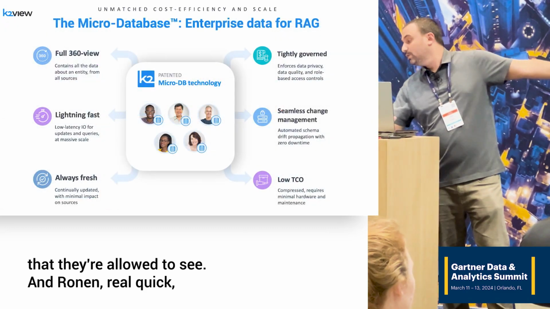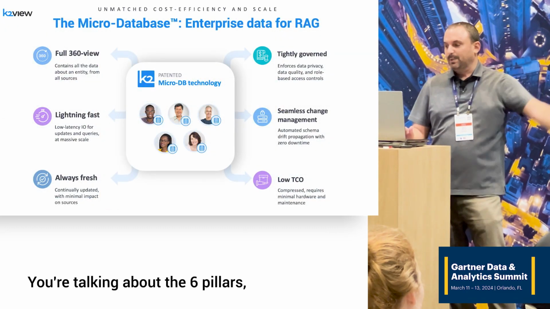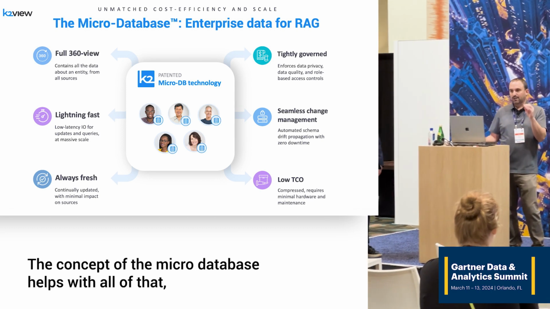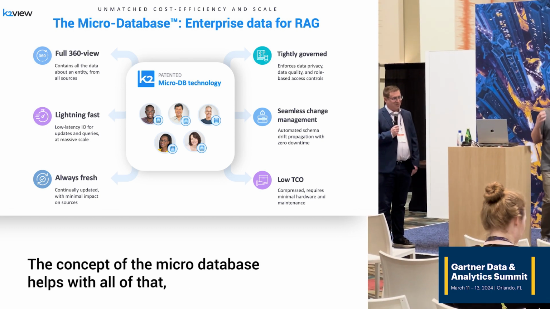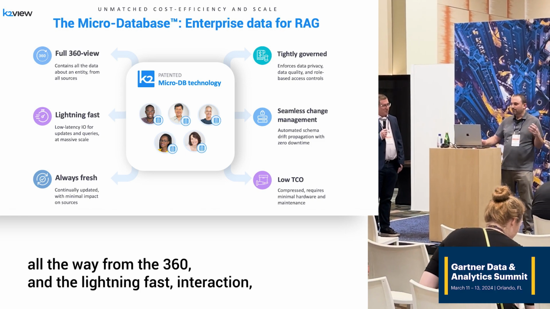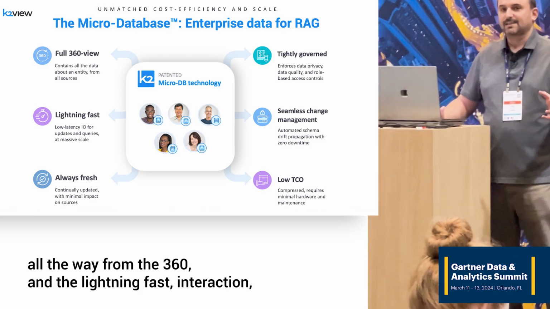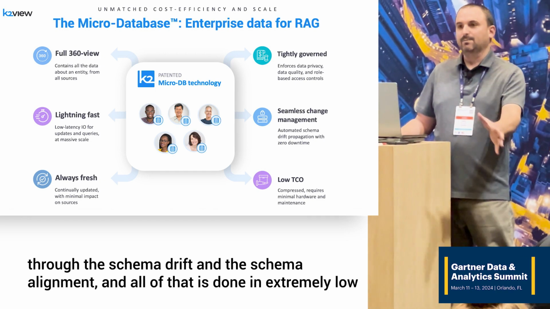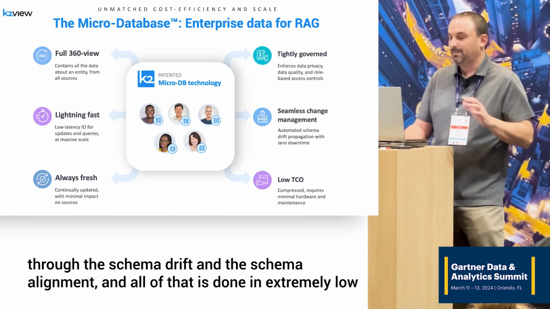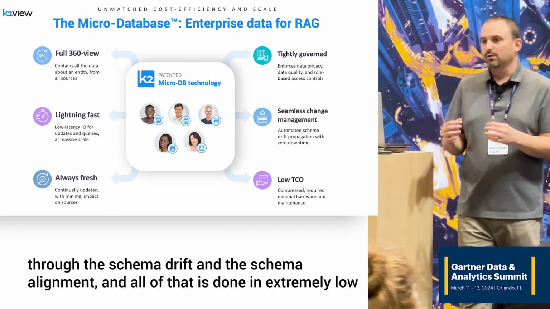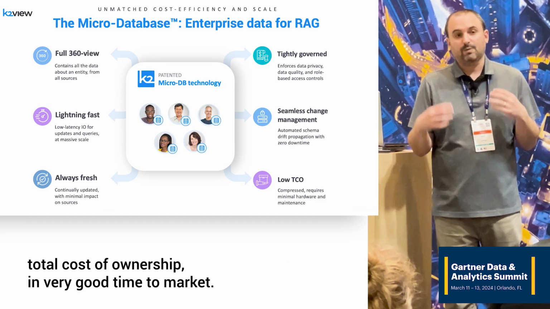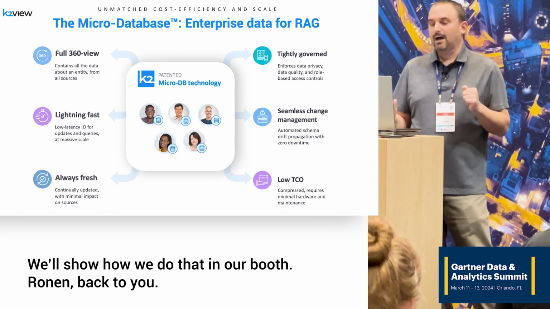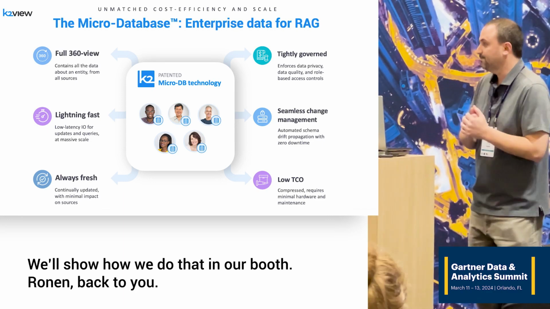And Ronen, real quick, you're talking about the 6 pillars. I know we're running short of time. So the 6 pillars of success, the concept of the micro database helps with all of them. All the way from the 360 and the lightning fast interaction, providing personalized data, through the security, through the schema drift and the schema alignment. And all of that is done at an extremely low total cost of ownership and very good time to market. If you want to know more, we'll show how we do this in our booth. And then, back to you.